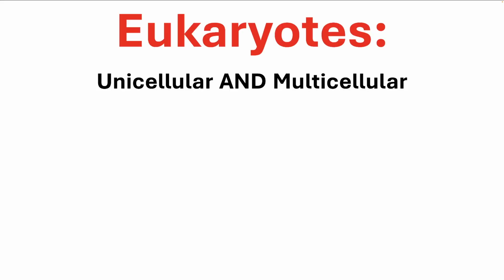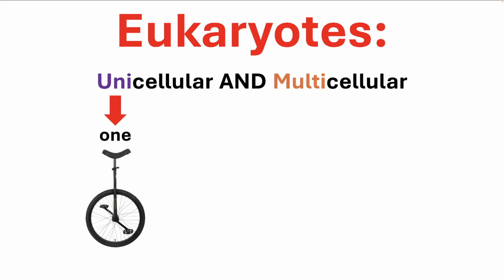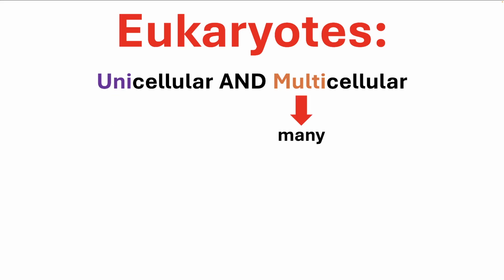Eukaryotic organisms are organisms that can be both multicellular and unicellular. You'll probably find it useful to break these words into their roots to understand them better. The prefix uni here means one, just like how a unicycle has one wheel, or a unicorn has one horn, and multi refers to multiple. So what they're saying is that eukaryotic organisms can have many cells, or just be one cell.